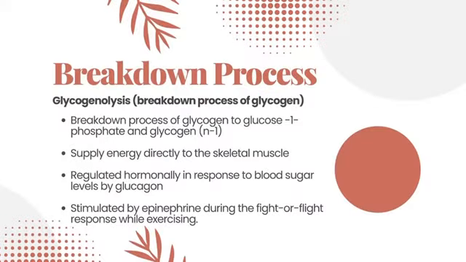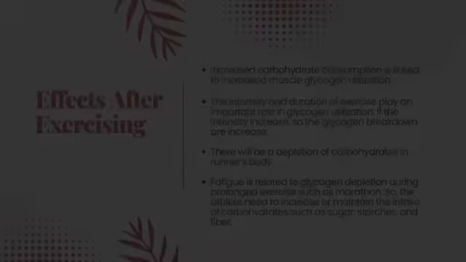The breakdown process of carbohydrate metabolism is glycogenolysis. It is the breakdown process of glycogen to glucose 1-phosphate and glucose. It supplies energy directly to the skeletal muscle. It is regulated hormonally in response to blood sugar level by glucagon, and stimulated by epinephrine during the fight or flight response while exercising.